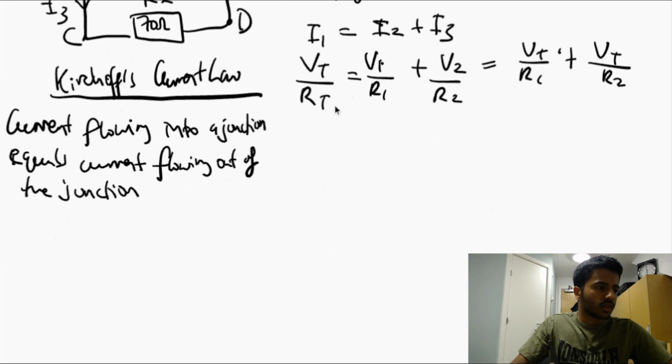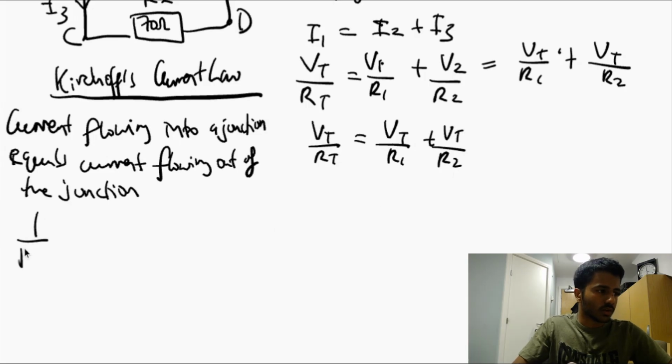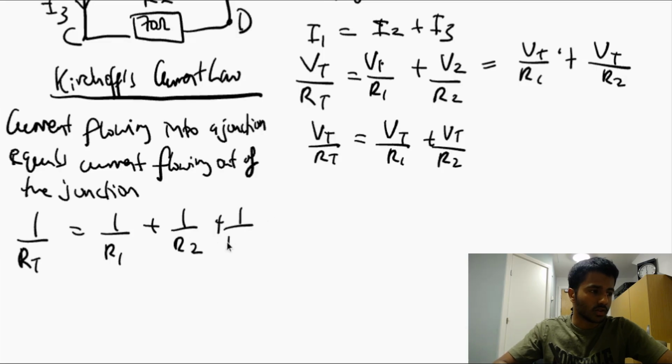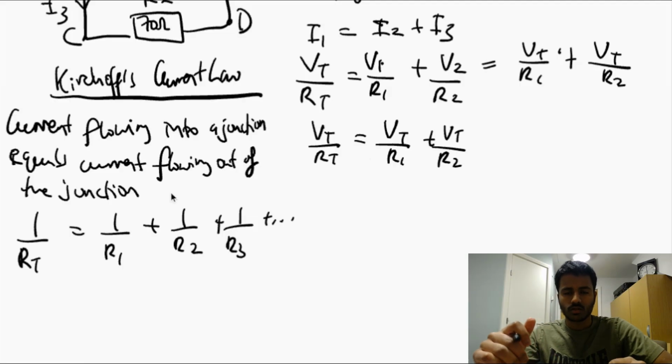And if we see here, Vt over Rt equals Vt over R1 plus Vt over R2, we can see that the voltage cancels. So you'll get that 1 over Rt is equal to 1 over R1 plus 1 over R2. And actually, no matter how many resistors you have in parallel, 1 over the total resistance is equal to the sum of 1 over each of the resistances. So 1 over RT is equal to 1 over each of the resistances summed together in a parallel circuit. And again, this kind of calculation can be very handy and save you a lot of time in questions.